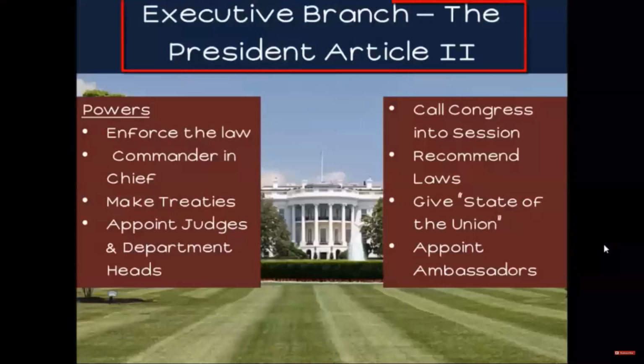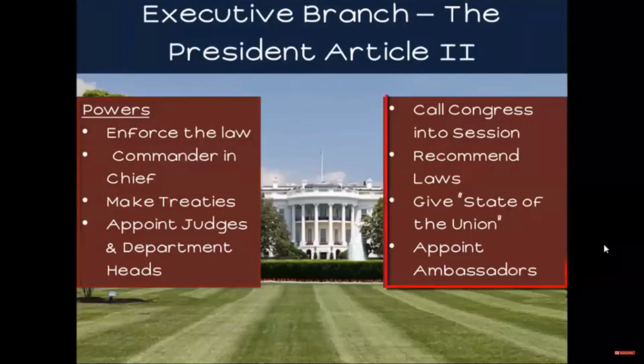The executive enforces the law. They are the commander-in-chief, they sign treaties, appoint judges and department heads, and can call Congress into special session. Remember, the executive also recommends laws and appoints ambassadors.